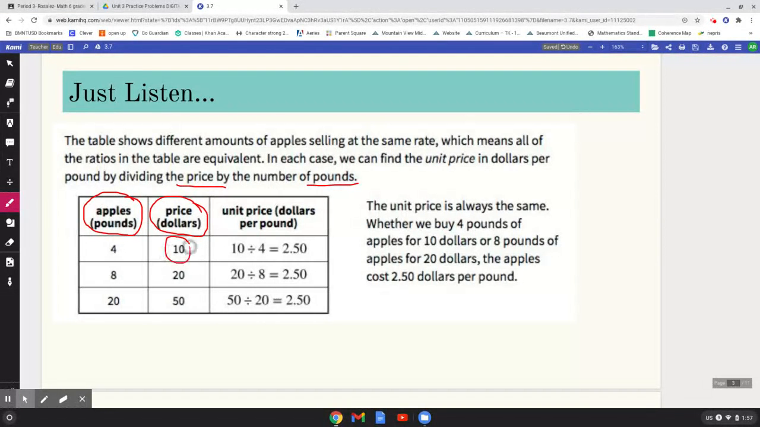They divided 10 by 4 and got 2.50. 20 divided by 8 makes 2.50. And 50 divided by 20 makes 2.50. So whether you buy 4 pounds, 8 pounds, whatever you buy, you're always going to spend $2.50 every pound, or per pound. So that's one way that they're all equivalent.